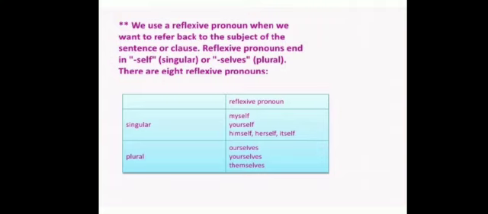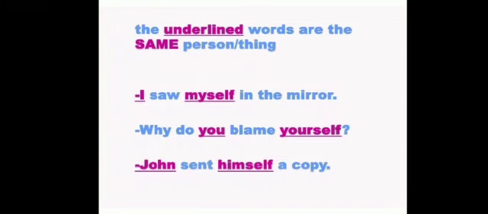There are 8 reflexive pronouns. In simple and easy words, we can say that if a word ending in -self or -selves is used in a sentence, then it denotes a reflexive pronoun. For singular we use myself, yourself, himself, herself, and itself. And for plural, we use ourselves, yourselves, and themselves. We can understand this with the help of these examples.